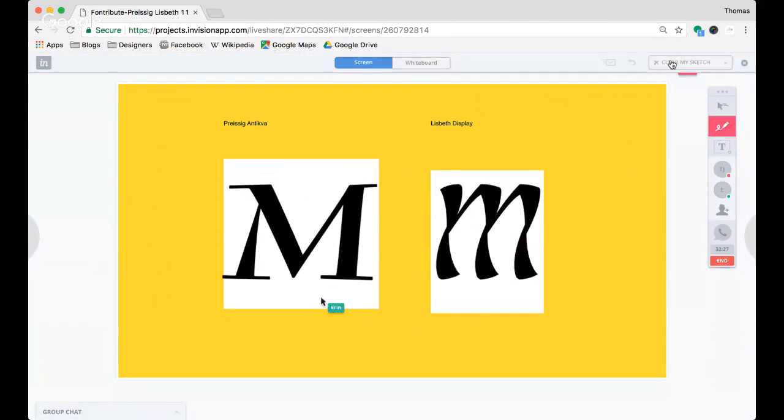Tons and tons of repetition in Lisbeth and in Preissig. I mean, look at how cool these weight differences are. Ooh, I love it. Anyway, I'll calm down. It's very cool. I know you're a fan of this. I agree. It's a very fun project.